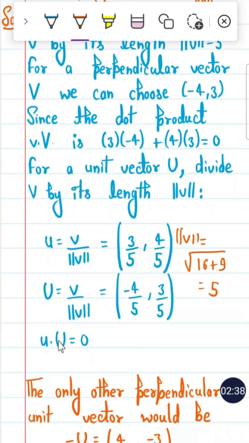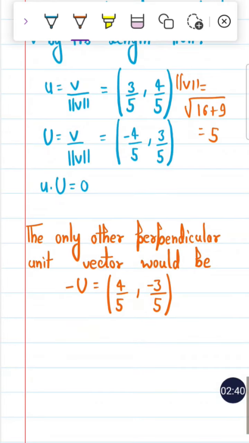So this implies that u dot capital U is equal to 0. How many possibilities are there for this capital U? There is only one possibility. This is minus of U, (4/5, -3/5).